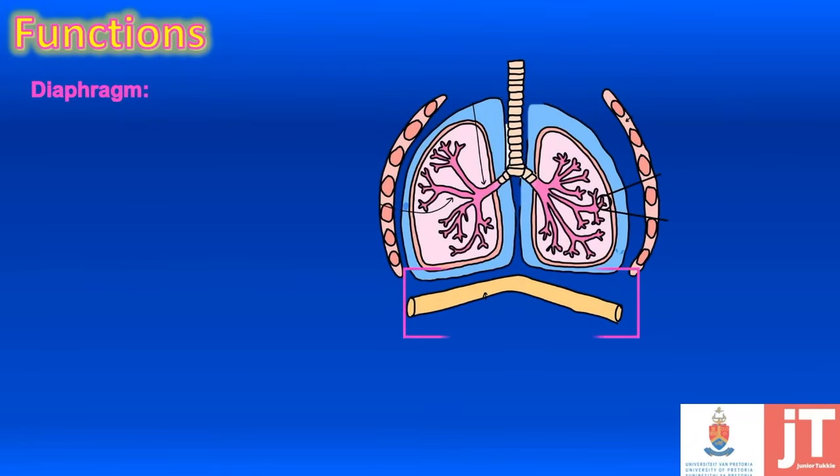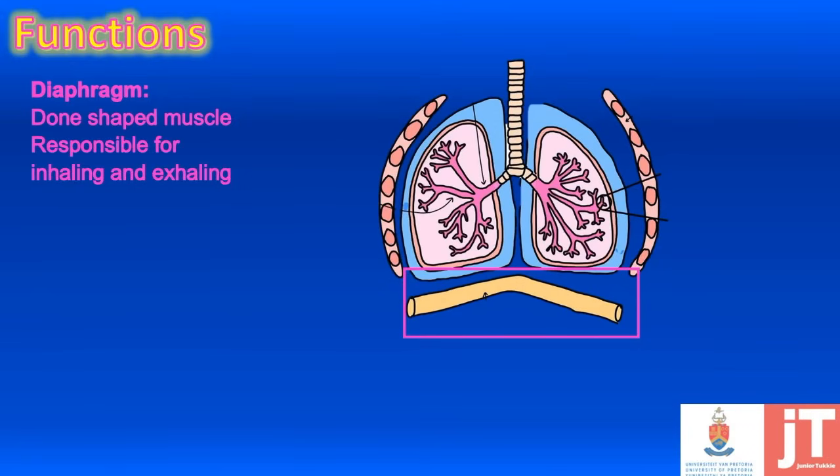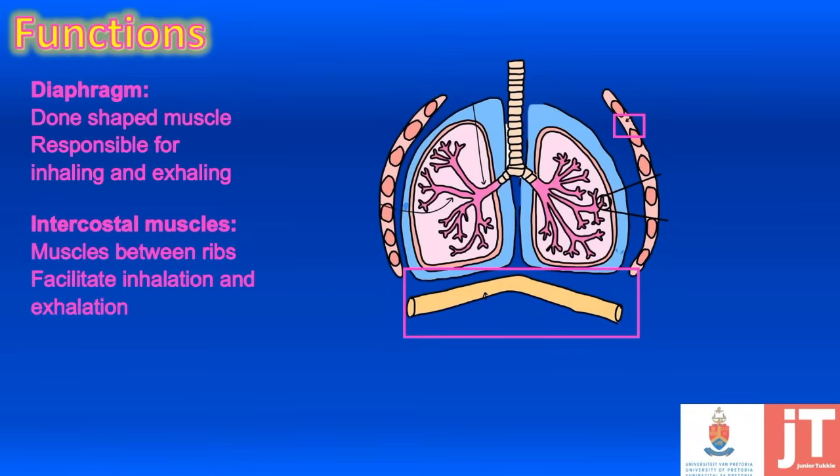So next we have the diaphragm, which is very important because it's a dome-shaped muscle. It is responsible for inhalation and exhalation. Then we also have the intercostal muscles. These muscles will also contract during inhalation and relax during exhalation to increase the size of the thoracic cavity. And then lastly, we will have the ribs. The ribs are simply there to protect my lungs against any mechanical damage.